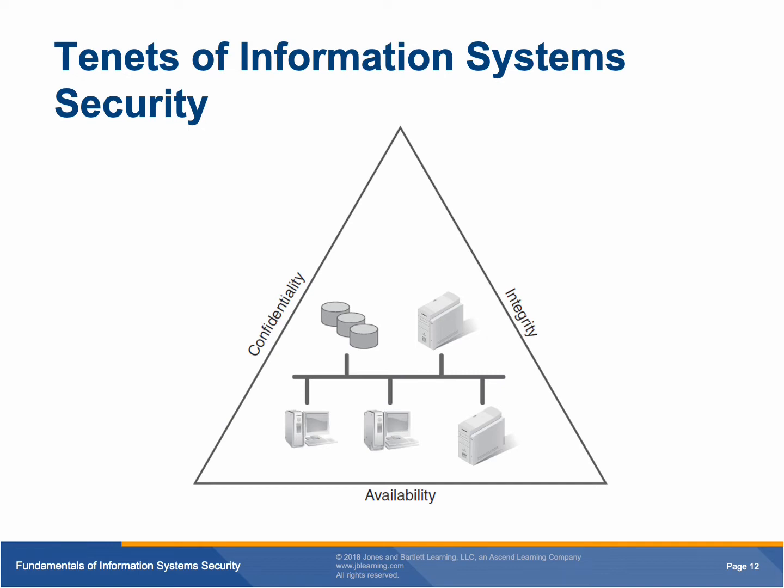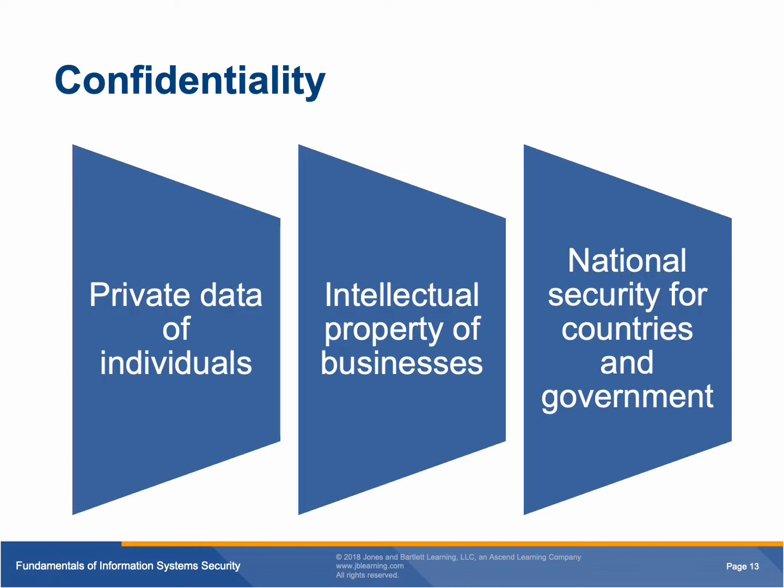We need the information to be accessible when we need it, right? The information has value to me if it's not altered, so integrity. It has value to me if it's available when I need it. If it's not available to me when I need it, then it's really useless. So those three elements: confidentiality, integrity, availability.